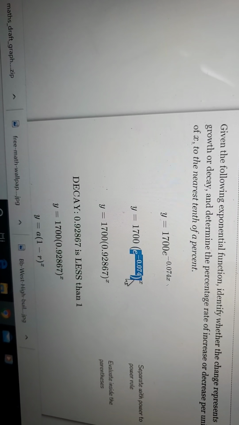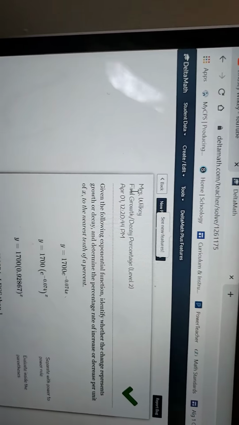And then it did the same thing we did. It separated this exponent into power to the power, right? Separate with power to power rule. Evaluate what's inside the parentheses. They actually rounded it to the same place we did. And then figure out, well, how much less than 1 is it? Well, it's 7.1% less, or 0.071 less than 1. Okay, onward.